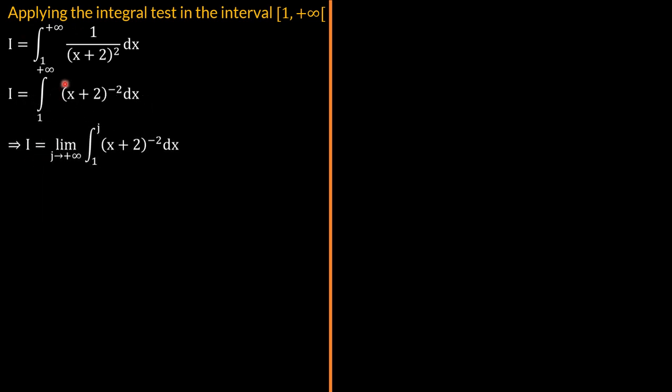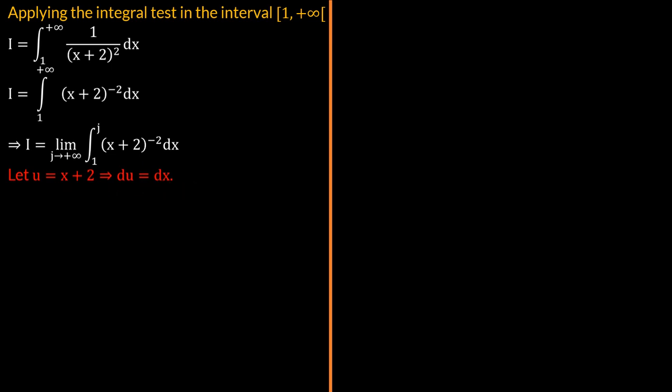That is, we are going to remove this infinite point in the upper limit, and define I to be the limit as j tends to positive infinity of the integral from 1 right up to j of (x plus 2) raised to the negative 2 dx. So what can we then deduce? If we change variables of this integral, we let u be x plus 2, where, if we differentiate this statement, we get du equal to dx.